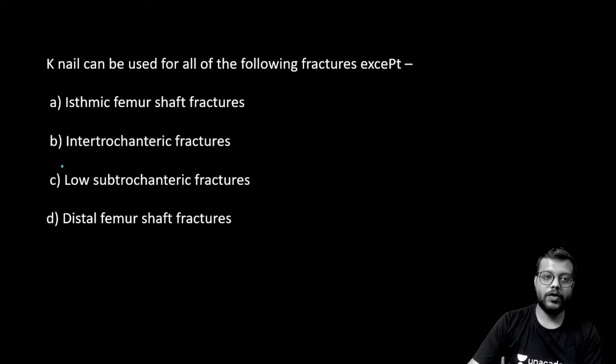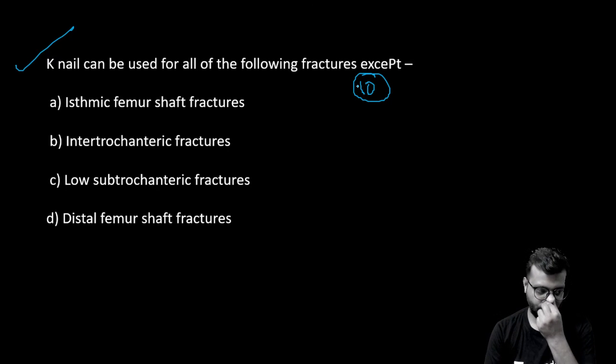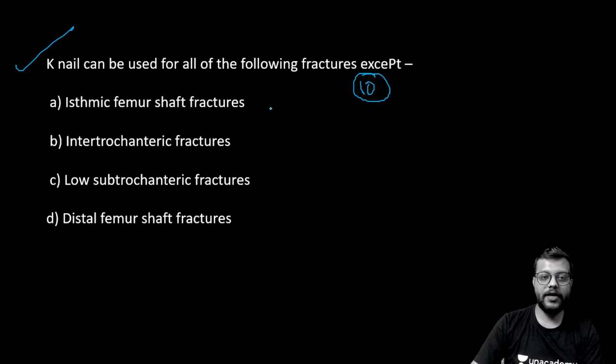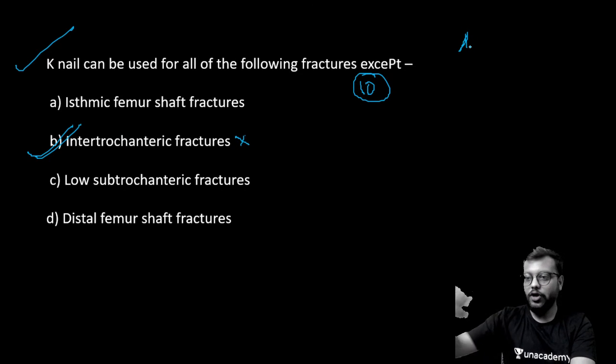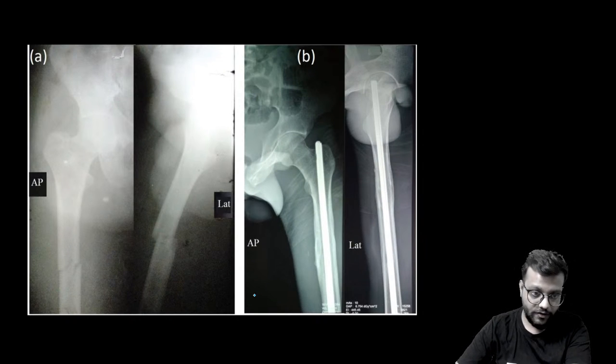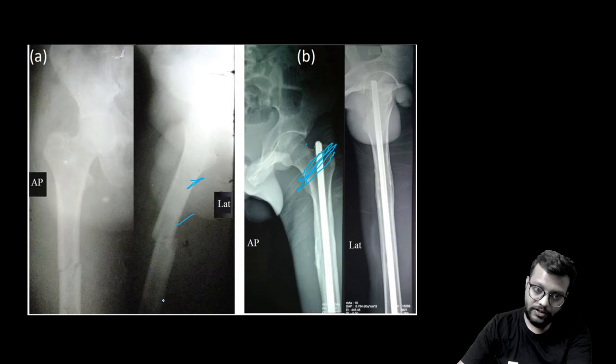Okay, now we come to the next question, and the question is: K nail can be used for all of the following fractures except, your 10 seconds. Okay, so the answer will be intertrochanteric fractures, or IT femur fractures, where K nail is not used. Because IT femur fractures are very proximal, so as you can see in the diagram, the fracture line will be somewhere here. Okay, so there is no sense in putting a nail here. If you put a nail in the shaft and proximal and even distal, it can work, but in the intertrochanteric region it will not work.